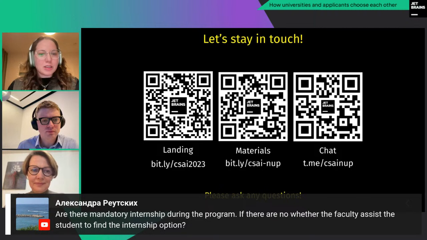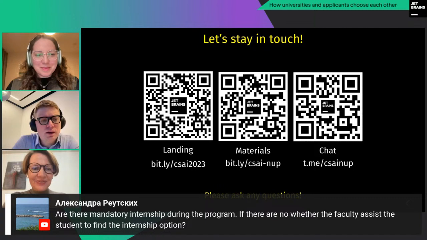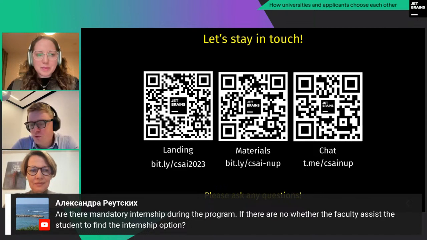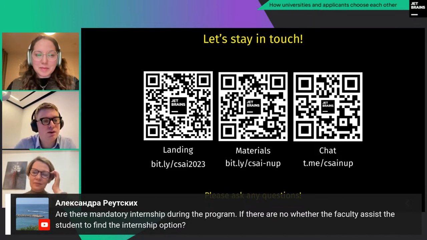Are there mandatory internships during the program? If not, does the faculty assist the student in finding an internship option? Right. Usually we do not require you to do an internship during the summer, for the following reason. We realize that it might be your choice to relax during summer. So if you decide to take a rest during the summer, this is your choice and we are completely okay with it.